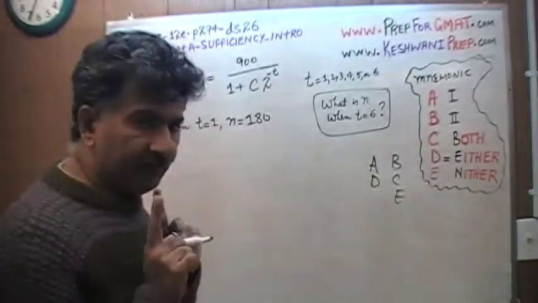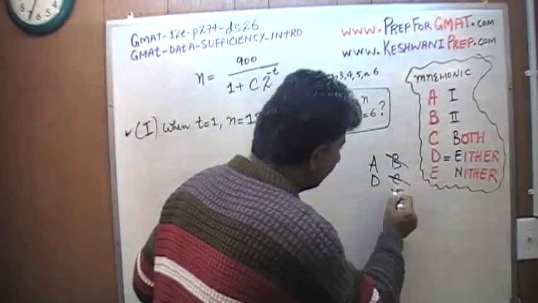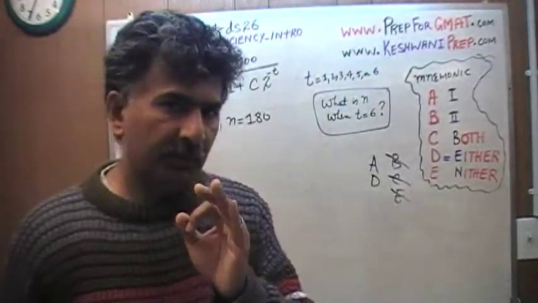So we know that the correct answer, whatever it is, cannot be B, C, or E. It has to be either A or D because the first statement by itself is enough.